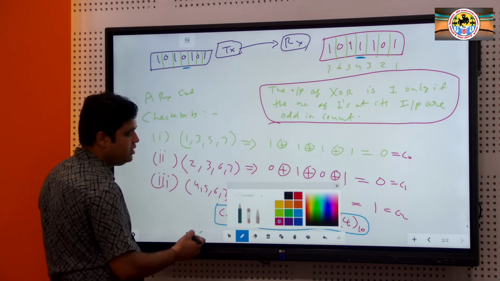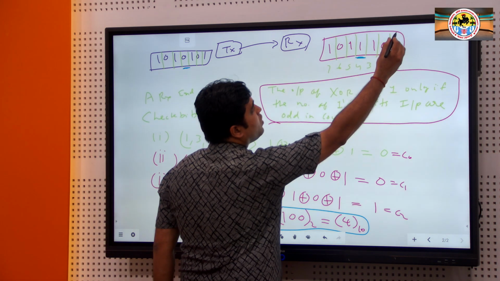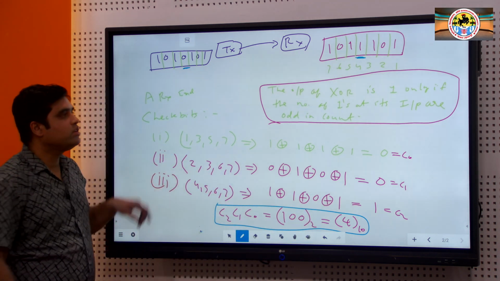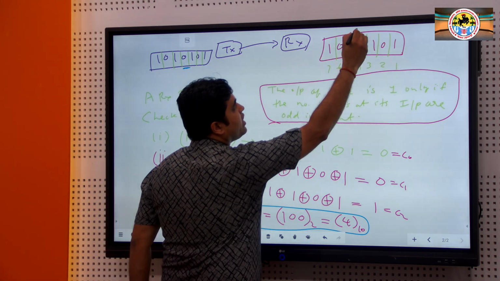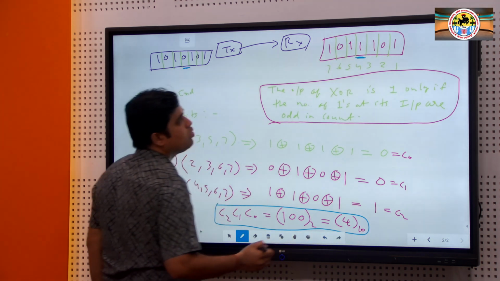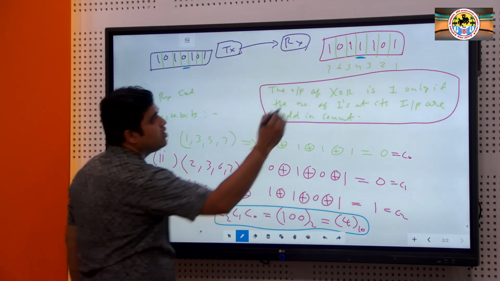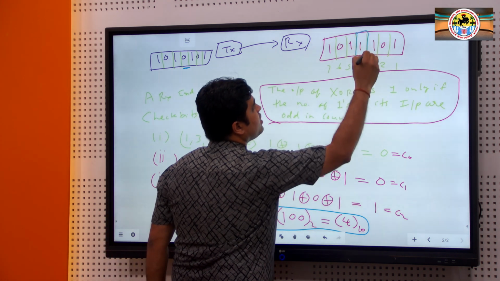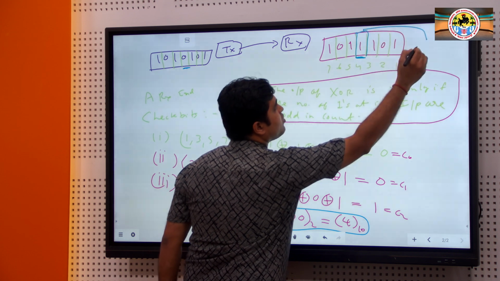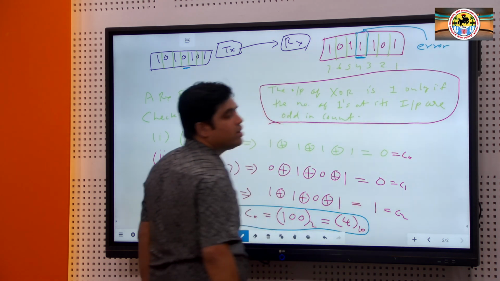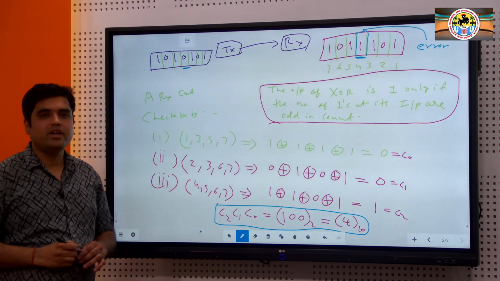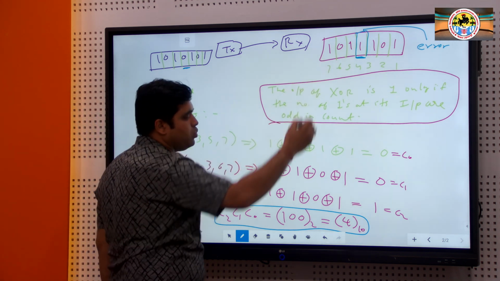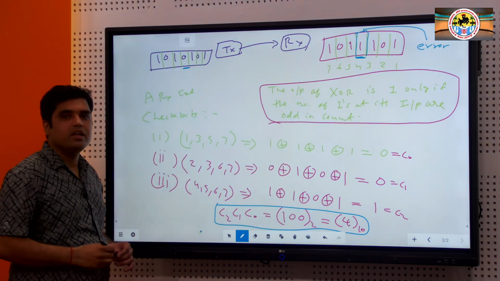We can see this is position 1, 2, 3, 4. So, the receiver has found that bit 4 is in error. So, what will the receiver do? The receiver has detected the error. Now, how will it be corrected? This error will be corrected by altering the bit. So, the bit which has been in error is inverted.